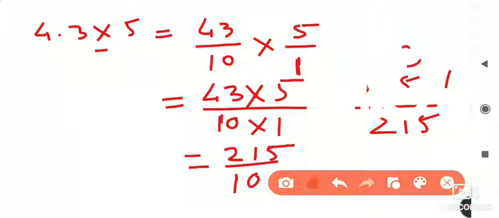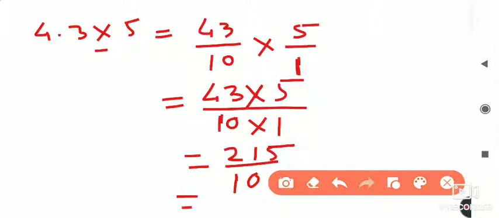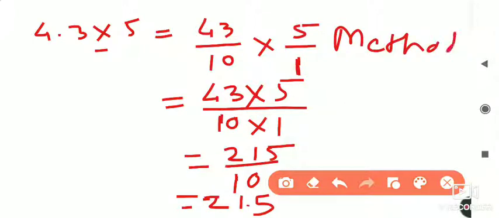Now we have to convert this fraction into a decimal fraction. First of all, I will write 215. We have to give the point now. 215 is divided by 10, so leave one digit from the back and give the point here. So the answer is 21.5. This is method number 1.